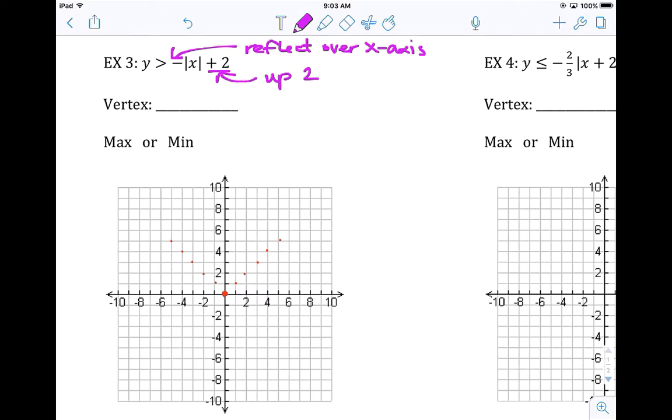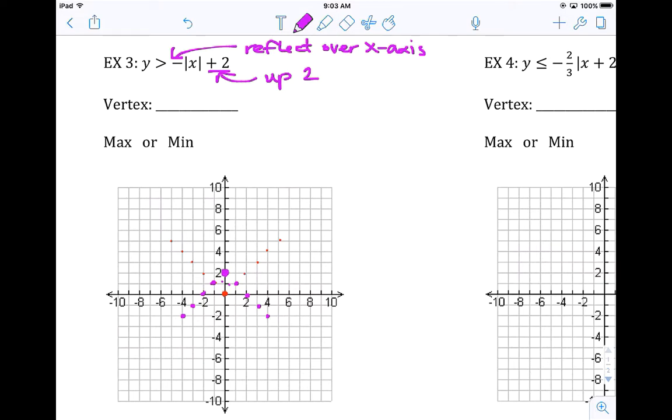So instead of our vertex at 0, 0, we're going to move it up to positive 2, and this time it's going to open downward. But since there was no stretch or compression, stretch or shrink, we know we're still going out 1, down 1, out 1. And this time we're going down instead of up because of that reflection.